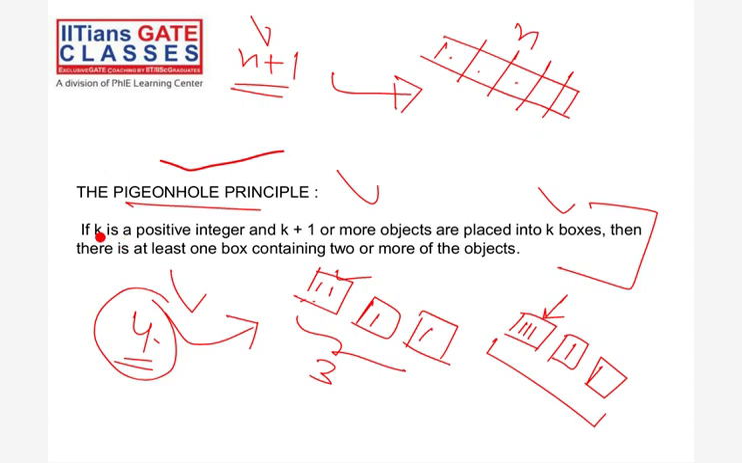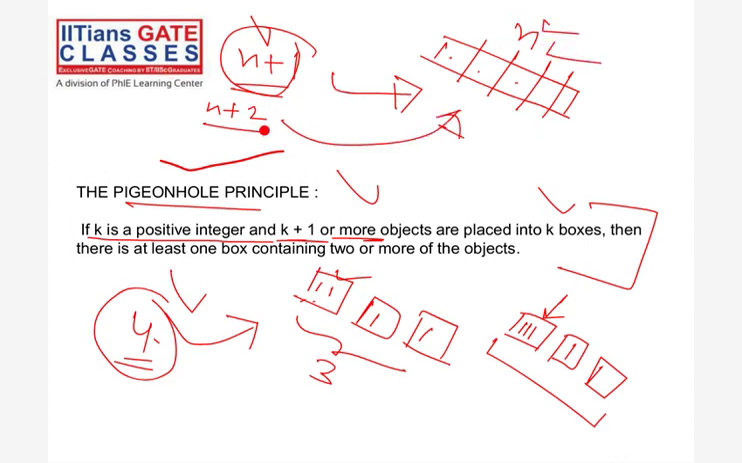This is the statement. Let k be a positive integer and let k plus 1 or more objects be placed in k boxes. It is not mandatory that you have exactly n plus 1. You can have any number greater than n plus 1. For example, if there are n pigeonholes and n plus 2 pigeons come, then also it is true, at least two pigeons must go to the same hole.